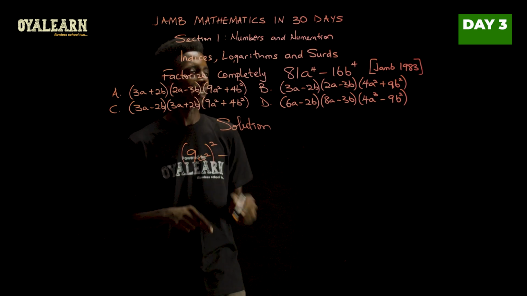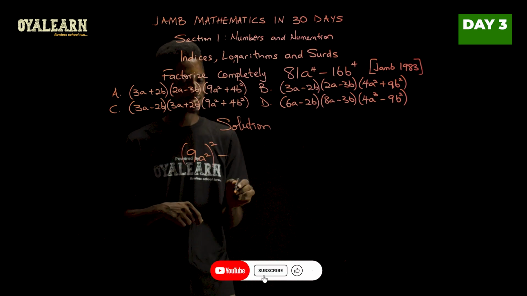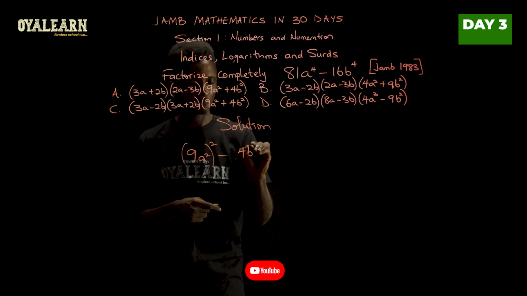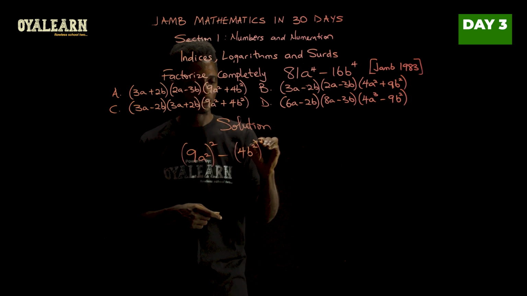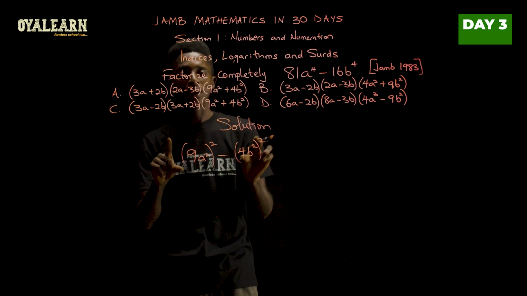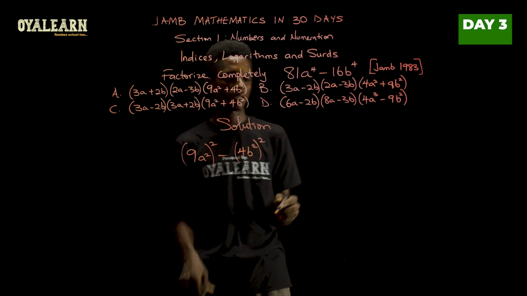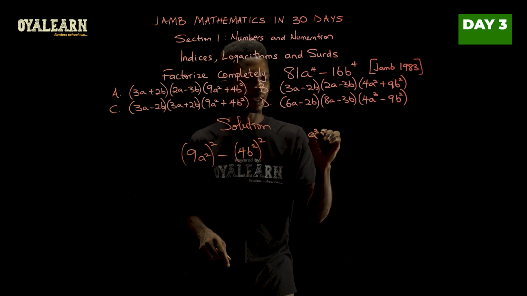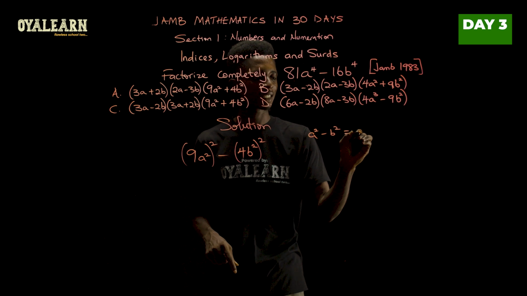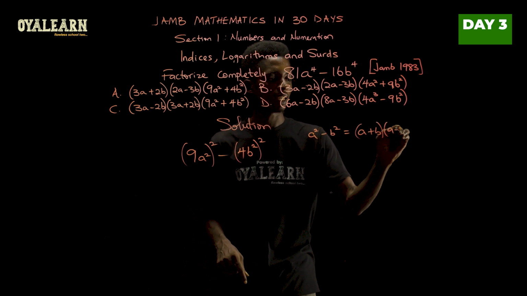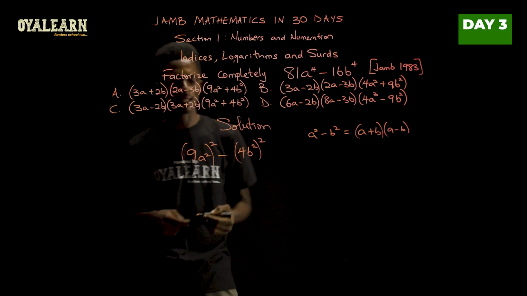So then this minus. Now, 16 can be written as 4 because 4 squared is 16. Then b squared, all of this squared. Now, this is a representation of this. But now we can apply difference of two squares. Now, don't forget, when you have a squared minus b squared, this can be written as a plus b into a minus b. So let's apply that here.